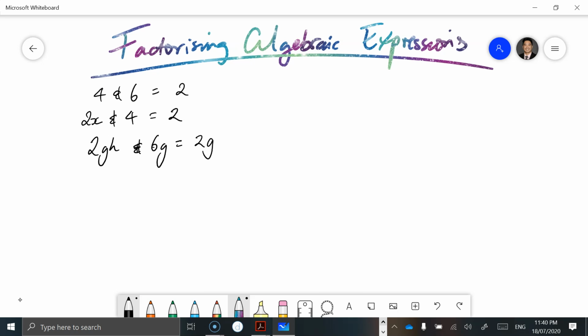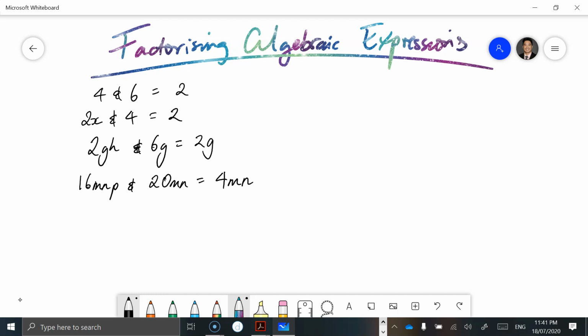If we had, say, something like 16mnp and 20mn, we just focus on the two numbers or the coefficients first. The highest common factor between 16 and 20 is 4. And they both have an m, they both have an n, they don't have a p, so you do not put that in.